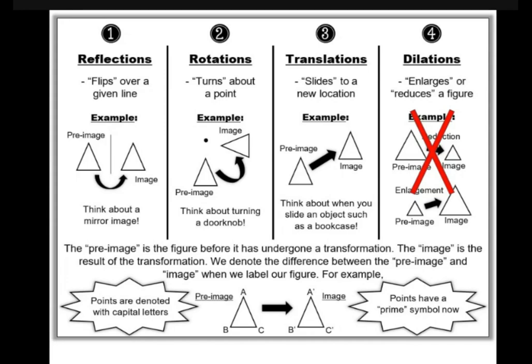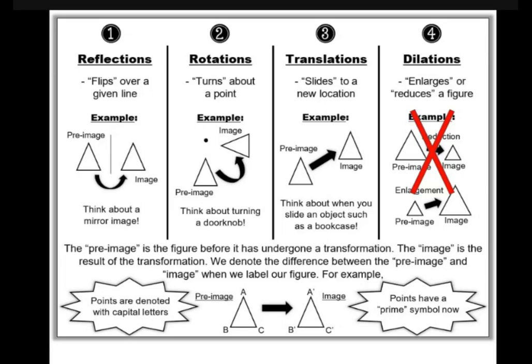One quiz will require you to recognize the difference between a reflection, a rotation, and a translation. Simply said, a reflection is when an object flips over a line of reflection. A rotation is when an object turns around a point of rotation, and a translation is when an object slides to a new position on your coordinate plane.